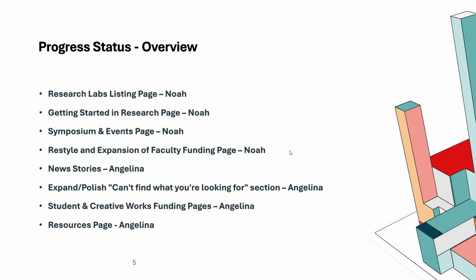Some more progress statuses are the research lab listing, the getting started in research page, the symposium and events page, and restyling the expansion of the facility funding page, and that's all Noah's work. And then for me, I've worked on the news stories, expanding and polishing the can't find what you're looking for section, and then creating the student and creative works funding pages, as well as the research pages.